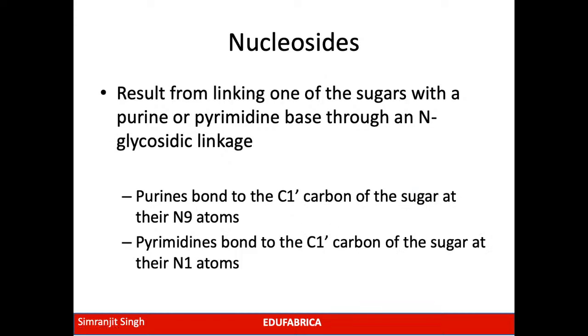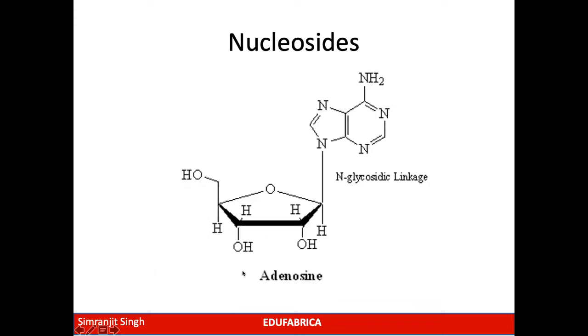Nucleosides are the ones without a phosphate group. Those result from linking one of the sugars with purines or pyrimidines through the glycosidic linkage. So purines bond with carbon 1 of the sugar at the N9 atom, and pyrimidines bond at the C1 carbon of the sugar at the N1 atom. So on the first carbon, this is the N9, and they have this glycosidic linkage.